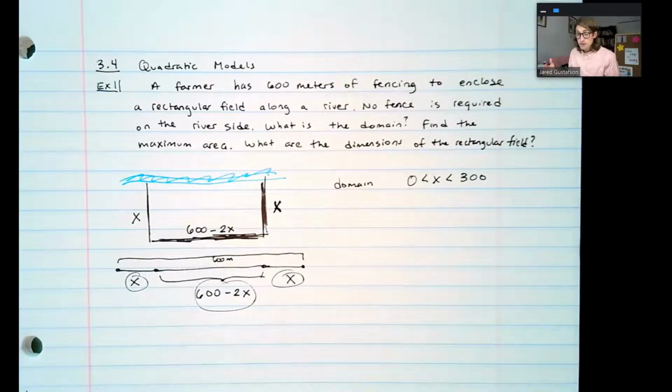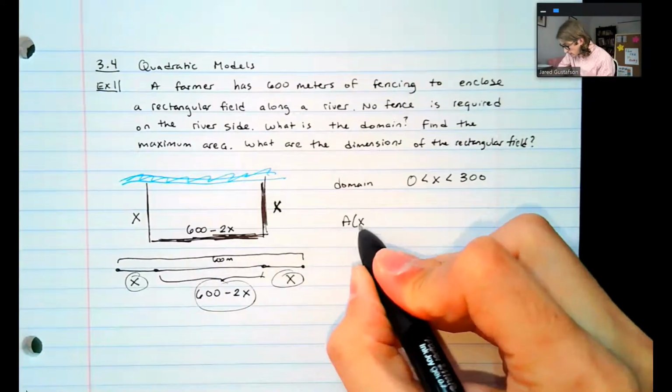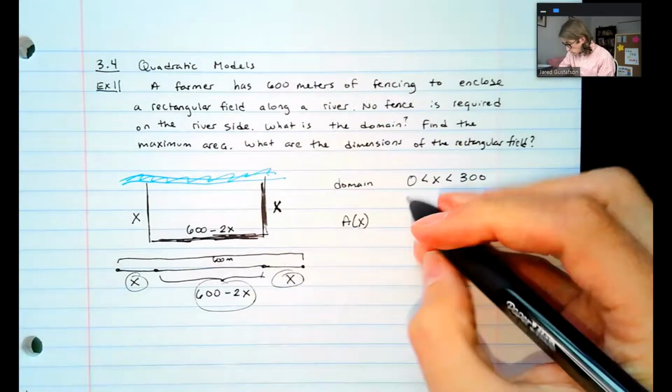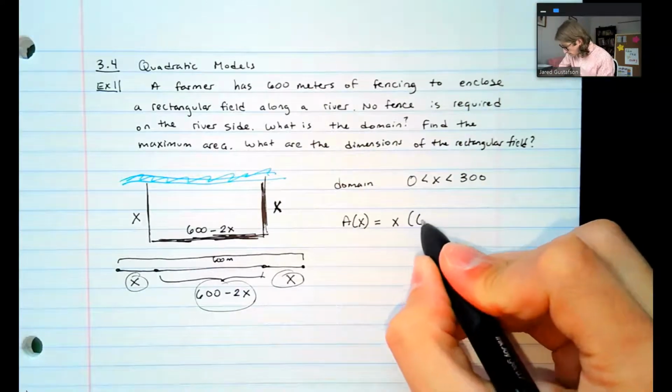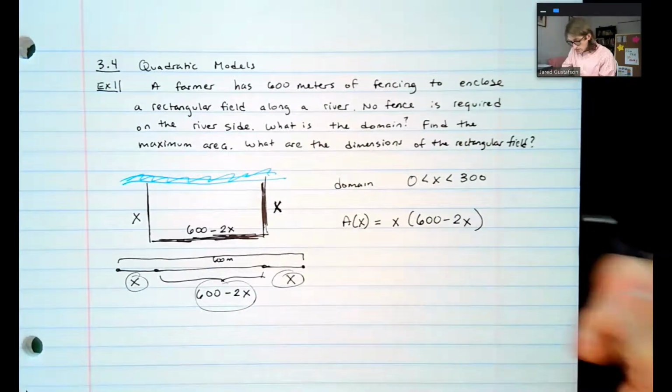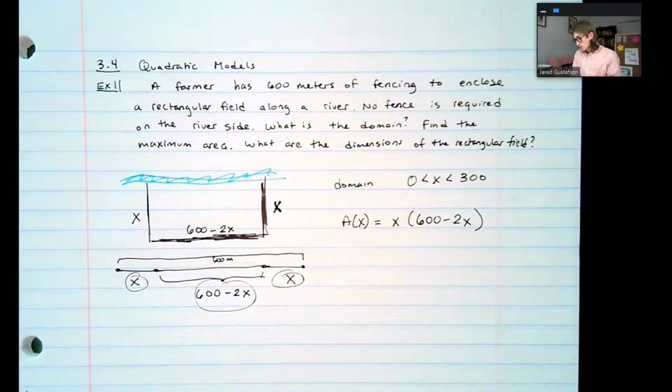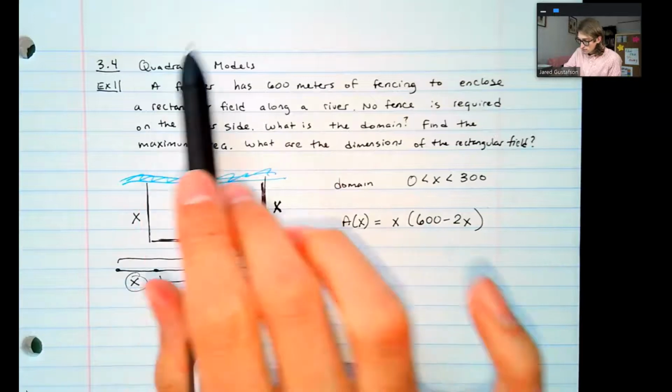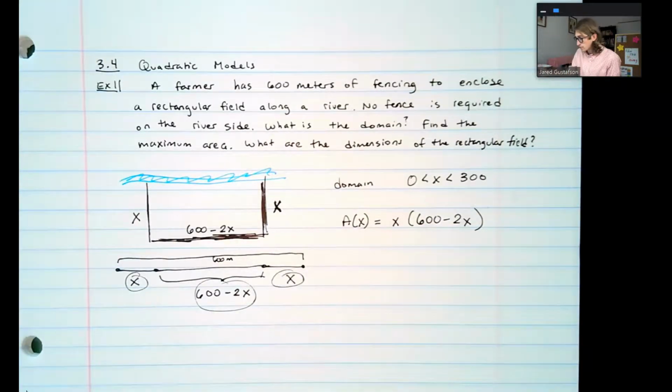Now, you might see this all coming together. What is the maximum area? How do we find the area of this field? Length times width, x times 600 minus 2x. And there we have it. We have stumbled upon our quadratic model. The section we are in, we're looking for quadratics.